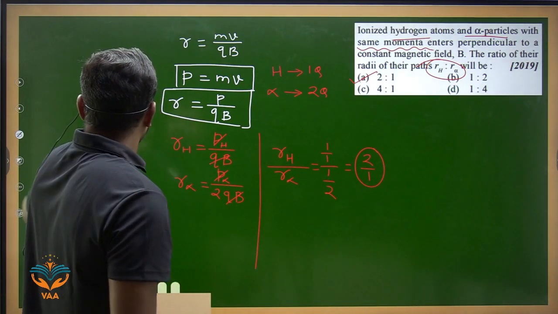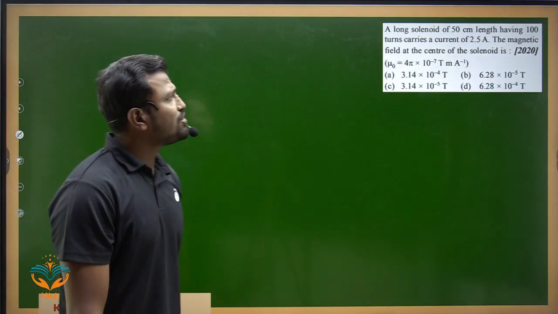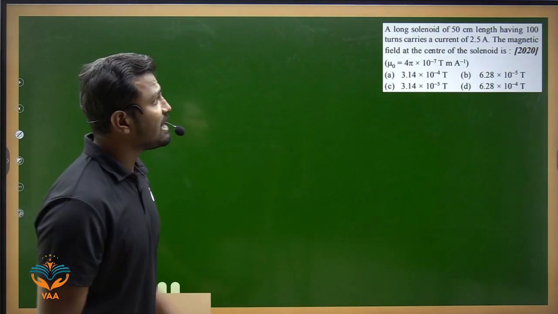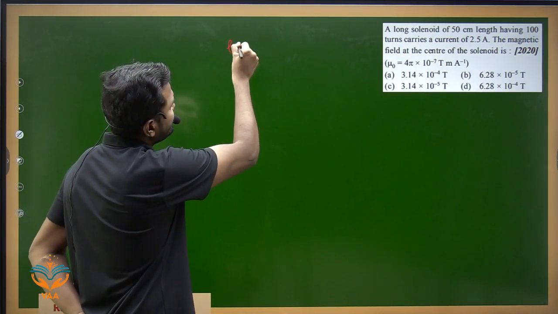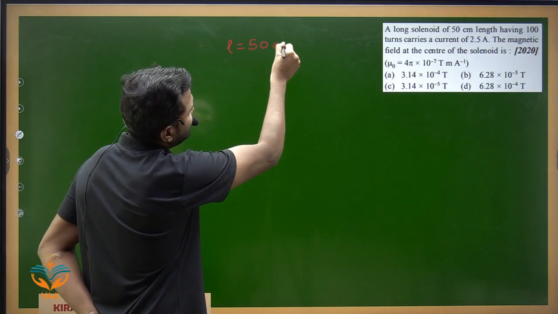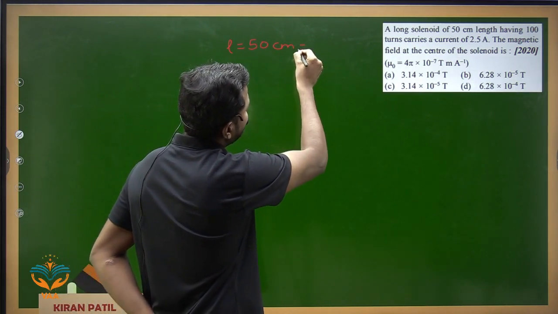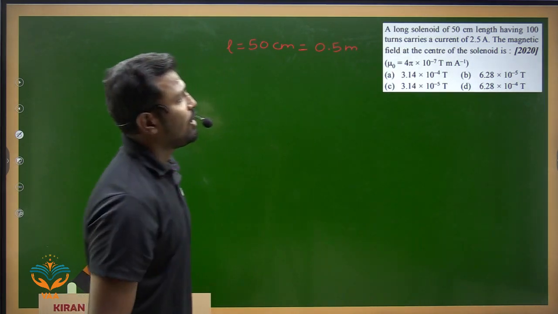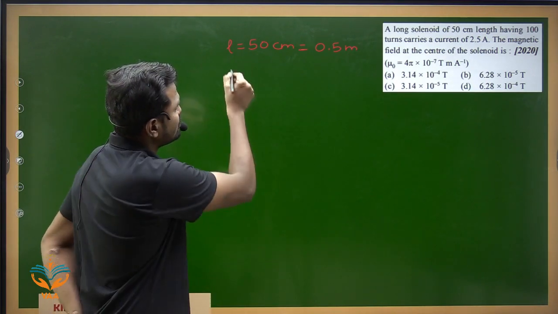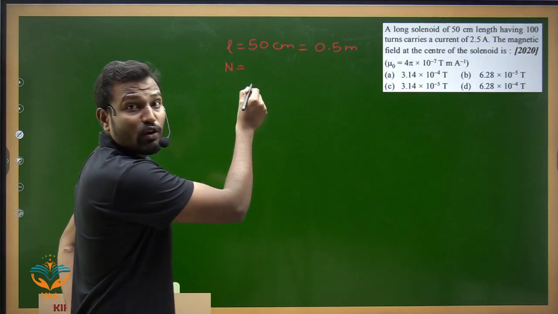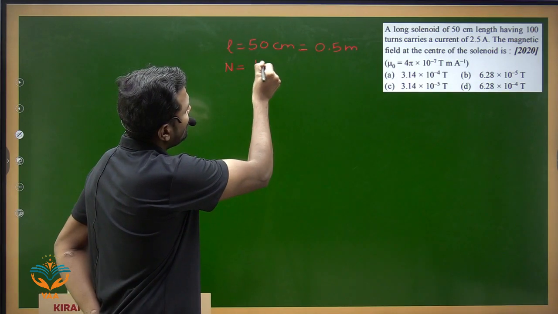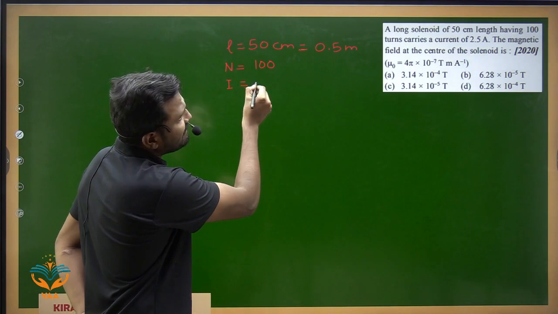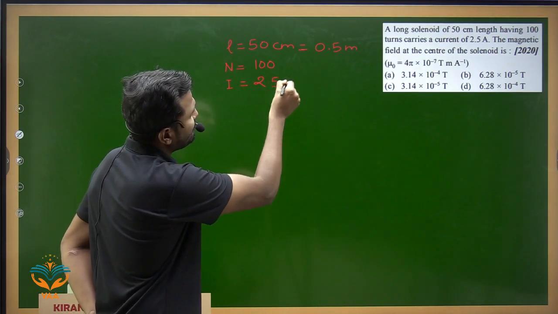Let us move to the next question. In the next question, it is asked on the solenoid. A long solenoid of 50 centimeter length. So the length is 50 centimeter, which in SI units becomes 0.5 meter. It has 100 turns, so the value of n is 100 turns. It carries a current I, and the value of I is given as 2.5 ampere.